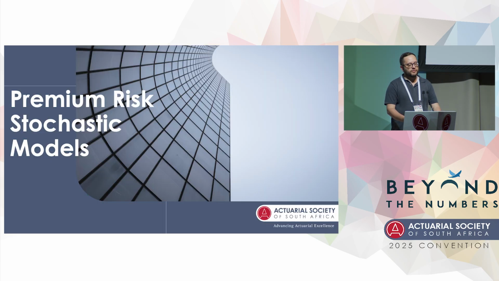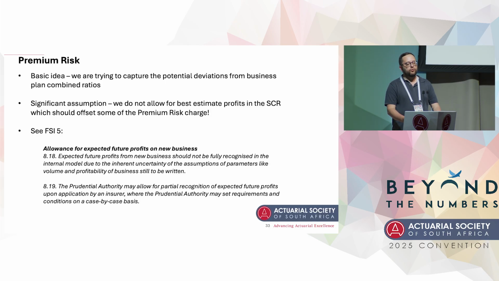Okay, let's look at the premium risk stochastic model. There's a talk by David Kirk a little bit later, which is going to go into a little bit more detail here, so I've kept this section a little bit light. What is premium risk all about? Basically, what we're trying to do is capture the potential deviations from your business plan combined ratios. So what you'll do is talk to management, get very optimistic numbers, talk to your actuaries, get much less optimistic numbers. If it's not a very actuarial company, you'll be forced to use the optimistic numbers. That is generally the way it goes.